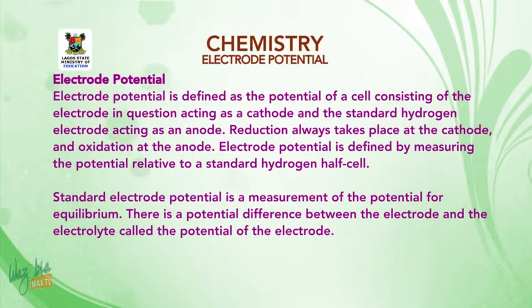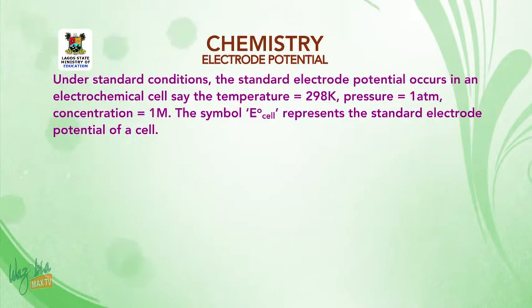Standard electropotential is a measurement of the potential for equilibrium. There is a potential difference between the electrode and the electrolyte called the potential of the electrode. Under standard conditions, the standard electropotential occurs in an electrochemical cell at a temperature of 298 Kelvin, pressure of 1 atmosphere and concentration of 1 molar. The symbol E naught subscript cell represents the standard electropotential of a cell.